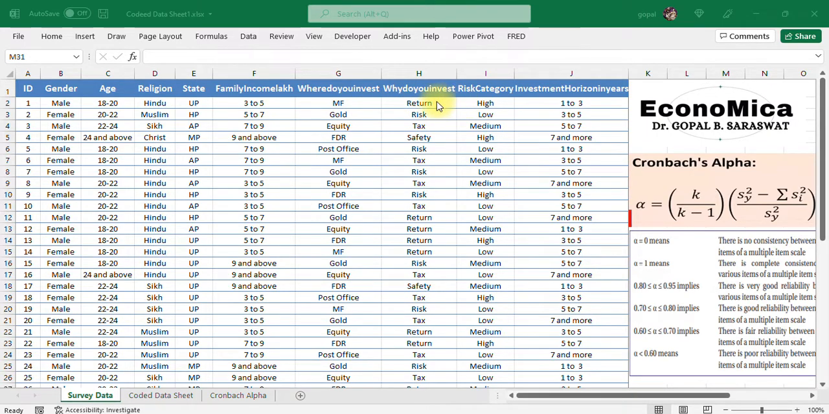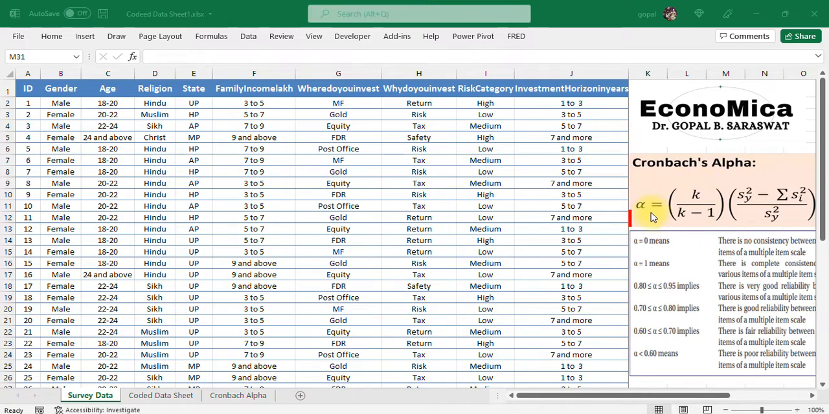Why do you invest? This means the purpose of investing: return, risk, tax or safety. The category of investors in terms of behavior: a high risky investor, low risky or medium. And the horizon for investment in years: 1 to 3, 3 to 5, 5 to 7 and 7 and more. So this is the data set. The first thing is I have to code this data. But before that, I need to understand how to calculate Cronbach Alpha, which is a measure of reliability.